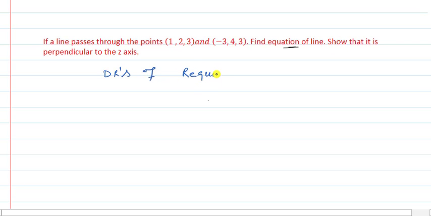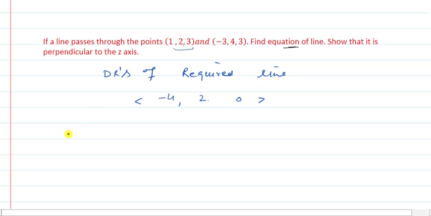Direction ratios of the required line, you can say, these are using x2 minus x1, y2 minus y1 and z2 minus z1. So clearly this is minus 4, 2 and 0. These are the direction ratios of the line. Now for the passing point, let us consider the first passing point. Usually we consider the first passing point when two passing points are given over here.